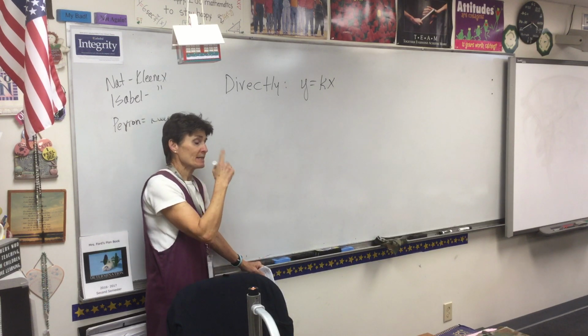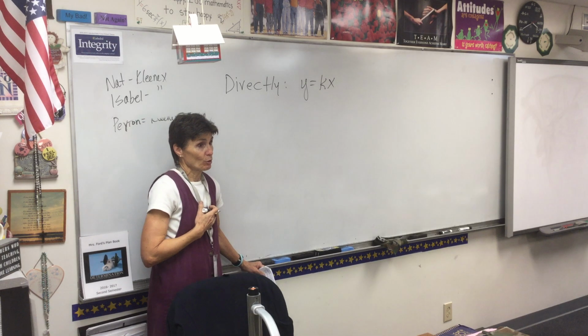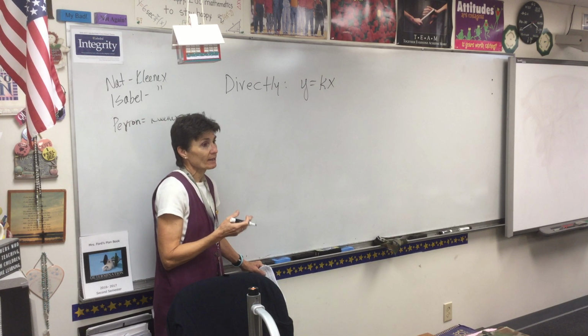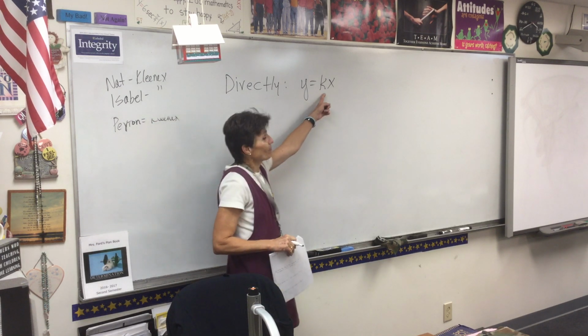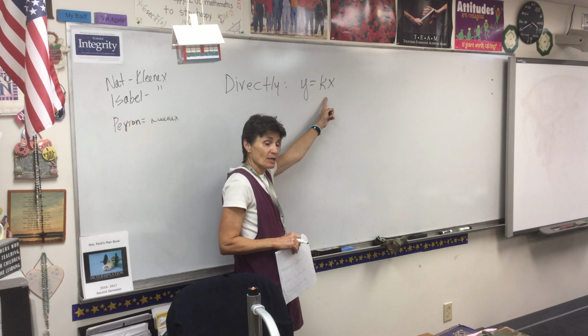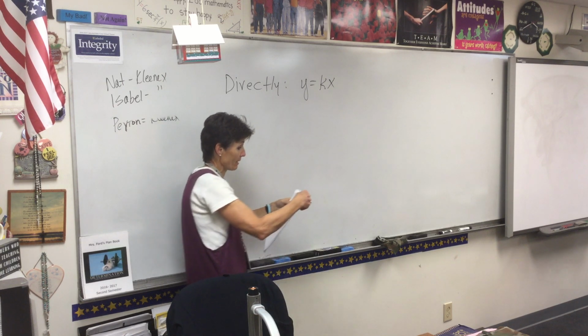Now, I'm using k because your book uses k. You can use whatever letter you want. Personally, I like to use m, because when I say y equals mx, I understand what's going on. This is a line, and this number is the slope. But this is the notation your book uses. So if two things vary directly, that's going to be your setup.